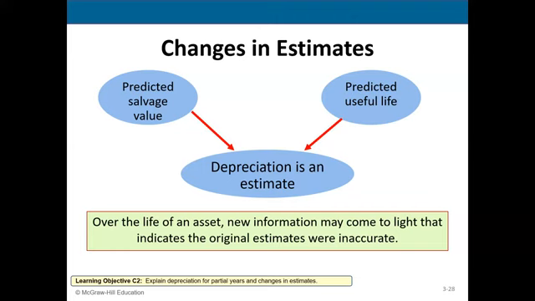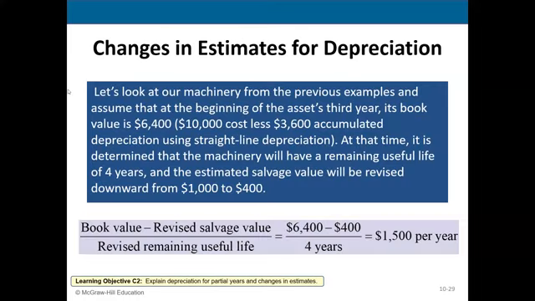So remember, depreciation is an estimate. It's not an exact science. It's close, real close, but it's an estimate. We use it to predict useful life and predict salvage value. Okay, so what happens when one of these things changes? Here we have an example. Let's say that piece of machinery we've been using, the one we bought for $10,000, we made it to year 3. At year 3, it's worth $6,400.